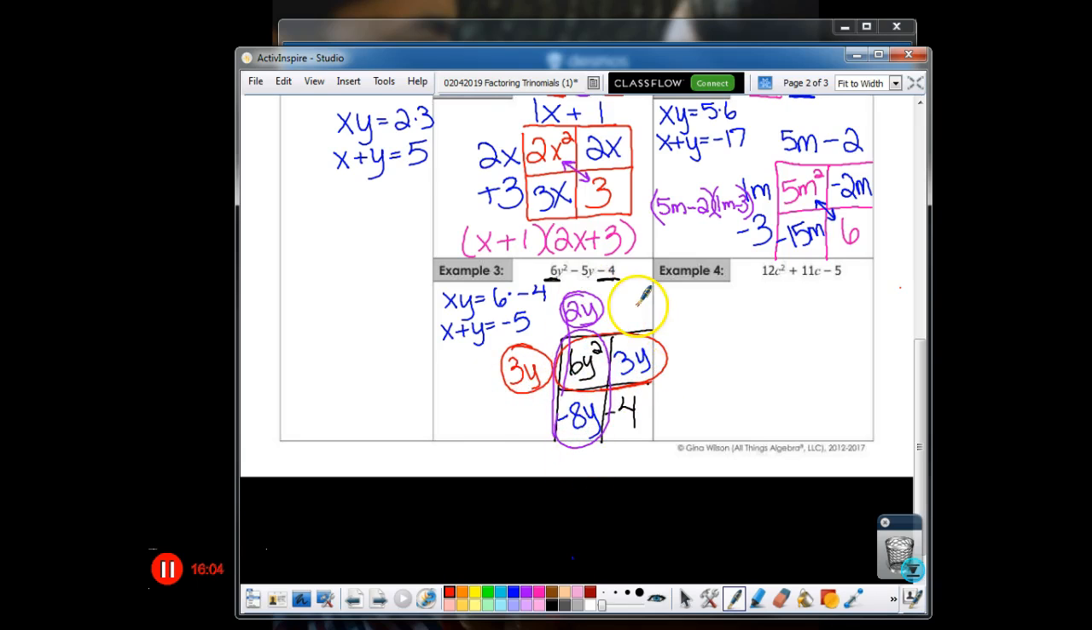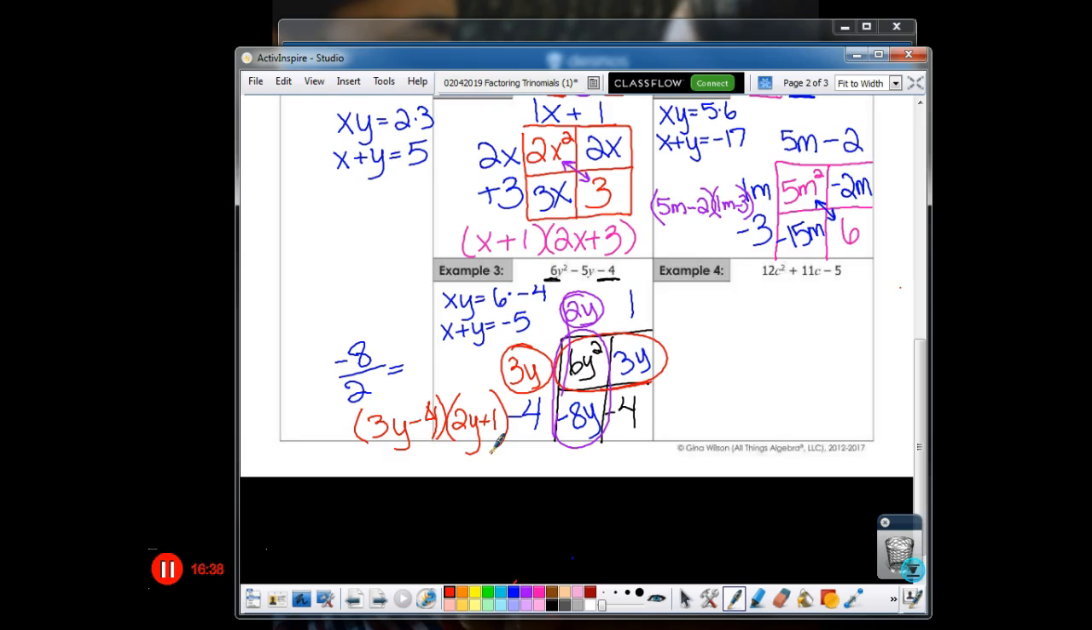Okay, now you can do this part really easy. What times 3y gives me 3y? 1. What times 2y gives me negative 8y? Negative 4. If you need to, you can do negative 8 divided by 2. Okay? So my answer is 3y minus 4 times 2y plus 1. That's it. Okay, try the fourth one.